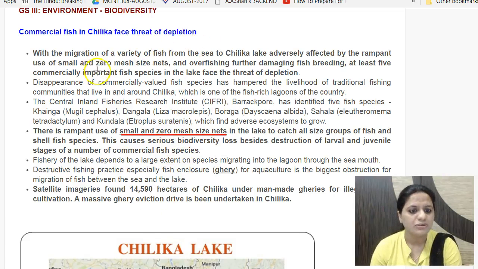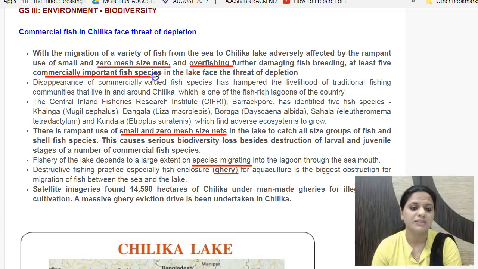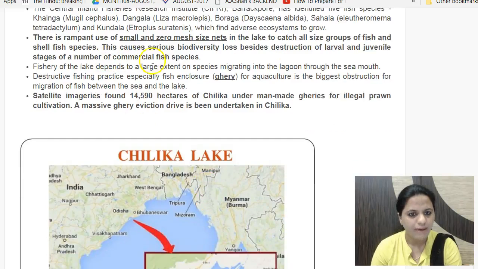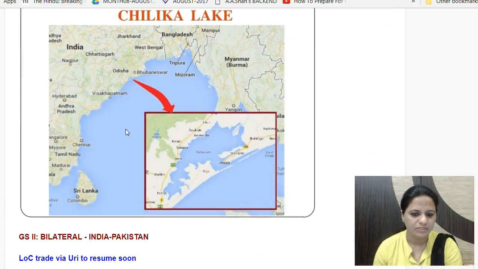So the reason for this is zero mesh size nets, overfishing, and also another type of enclosures, gheri, which are being used. These are also very close mesh enclosures which are used for aquaculture for prawn cultivation. So these are resulting in even species migration being restricted, and this is restricting the biodiversity, and the important fish species, even commercially important fish species in Chilika Lake, are depleting, and of course affecting the population of the fishermen in this region. So now actions are being taken to remove all these gheri. Satellite imagery data has also been used to see how many man-made gheris for illegal prawn cultivation have been put in the Chilika Lake region, and the removal of these is being undertaken. An eviction drive is going on. So this is Chilika Lake here in Odisha.